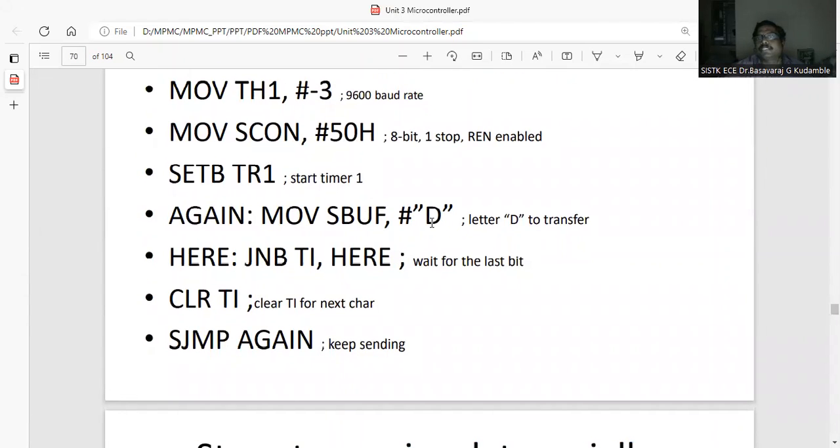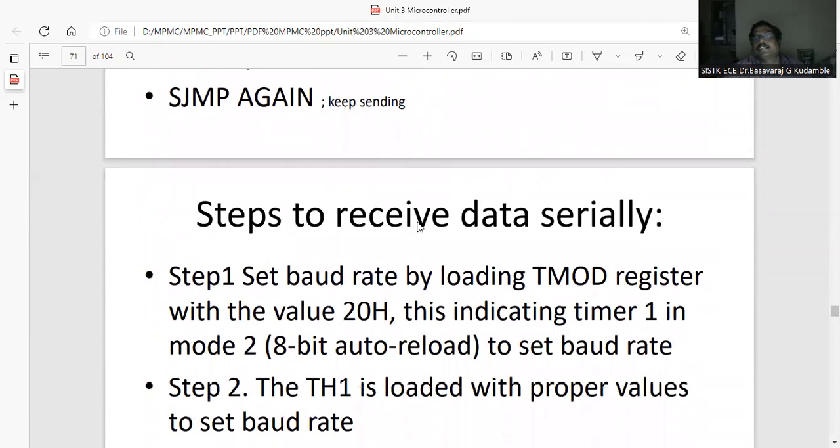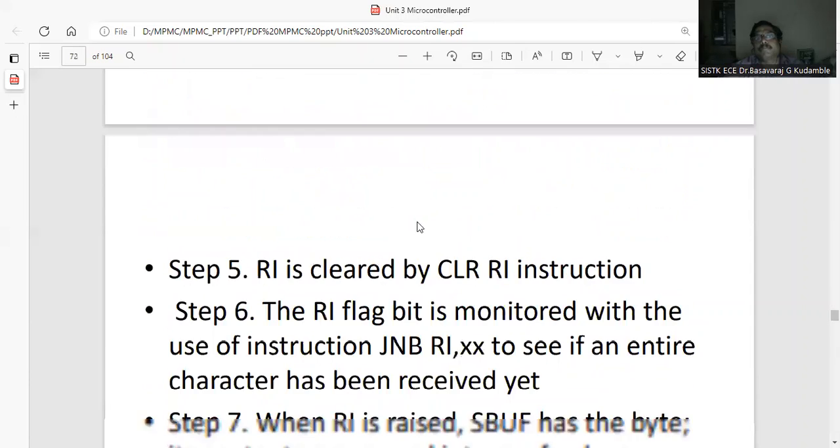So you have to load it to SCON register and start the timer to generate the baud rate. Then you have to send the data to be transferred in serial form into SBUF register. Then you have to wait and check: have all bits been transferred? The last bit is a stop bit. Once the stop bit is sent, this TI flag becomes 1, then clear the TI flag, then you jump again, so continuously you are sending the D in serial form.